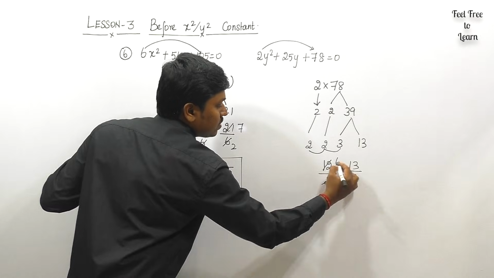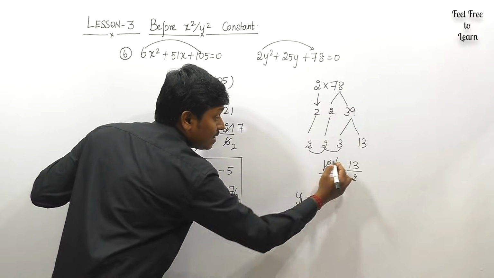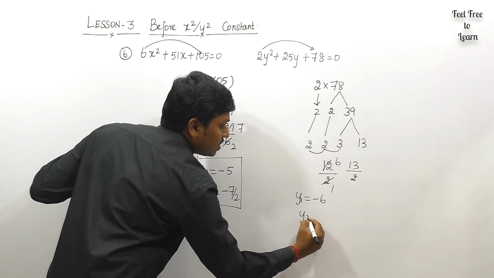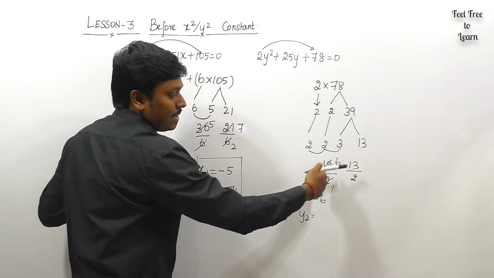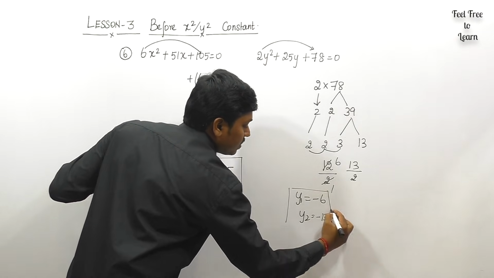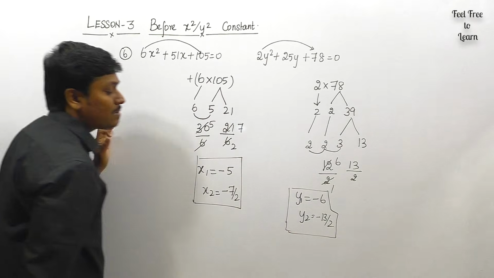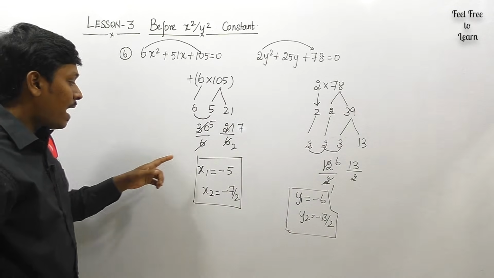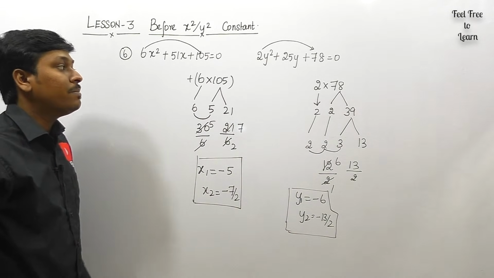1 2s are 2, 6 2s are 12. So finally here it is plus 6, but while writing you need to change the sign as minus 6. And here it is plus 13 by 2. So while writing it should be minus 13 by 2. So finally we got the factors of y, that is minus 6 and minus 13 by 2, and x will be minus 5 and minus 7 by 2.